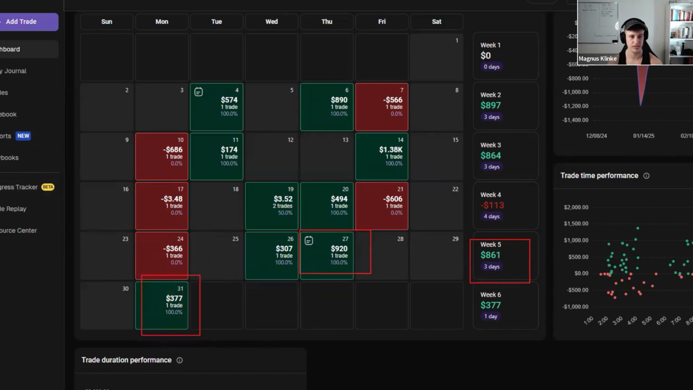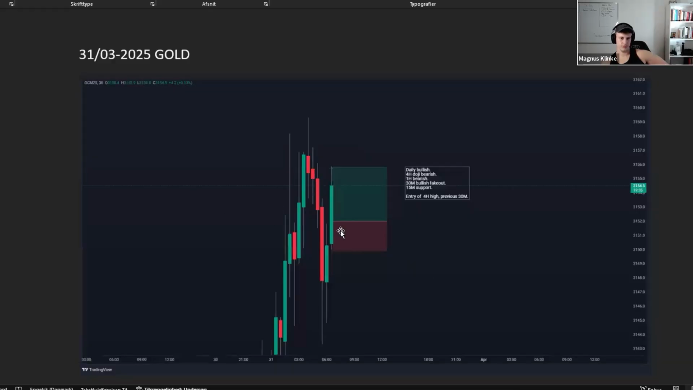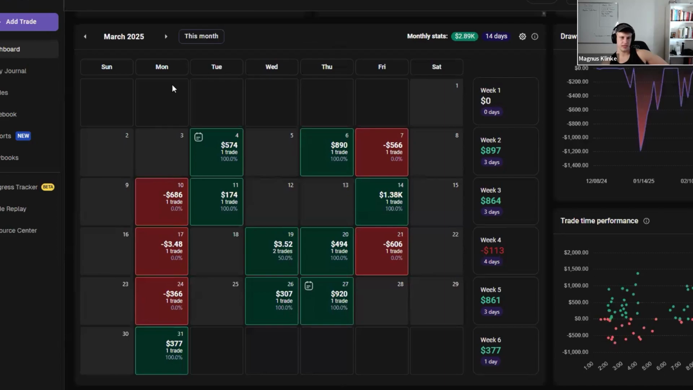So took a trade last day of the week here. Oh, last day of the month, sorry. And yeah, that was the last trade you saw there in the document before this one here. So very good way to end off the month. Didn't take any more after that. And yeah, that was the whole March.